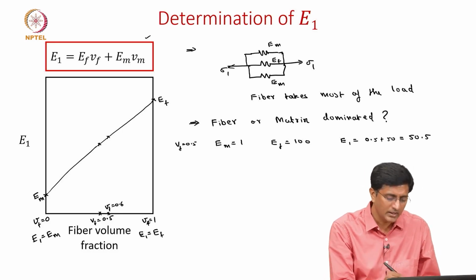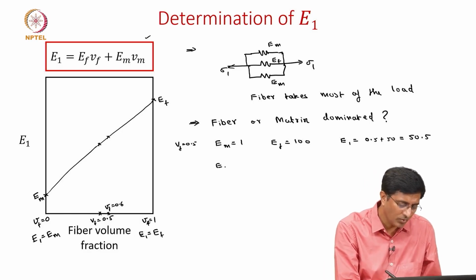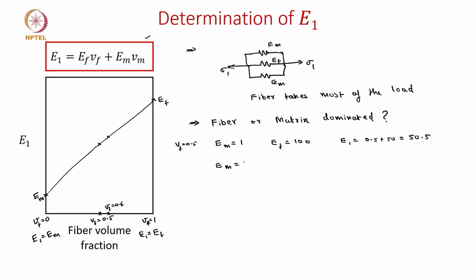Now let's do a thought experiment where we say we double the modulus of the matrix, but we keep the fiber modulus the same. Then let's see what is happening to E1. So 2 times 0.5 will be 1, and here it is 0.5 times 100. So essentially what we got is something around 51. But now let's do the other fashion, meaning we don't touch the modulus of the matrix, we retain it at 1, but for the fiber we will double it.